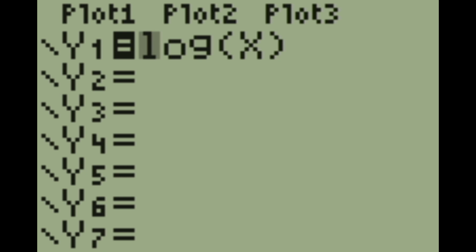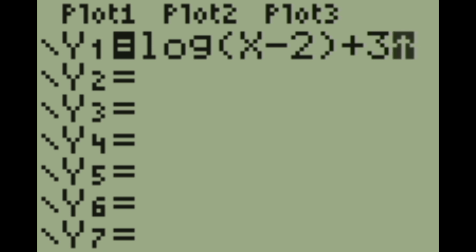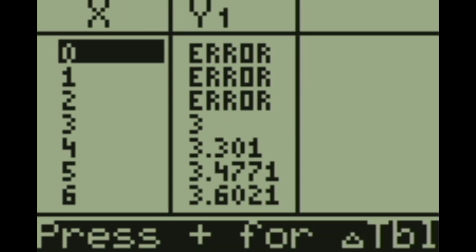I'm back in y equals in my calculator. I'm going to type in my new function, log of (x minus 2), close parentheses, plus 3. Press second graph, and we're looking for that first point where we see the error. So our vertical asymptote is at x equals 2. And then I have a point at (3, 3), and I can go all the way down for my next point at (12, 4), and that should be enough for this particular graph.